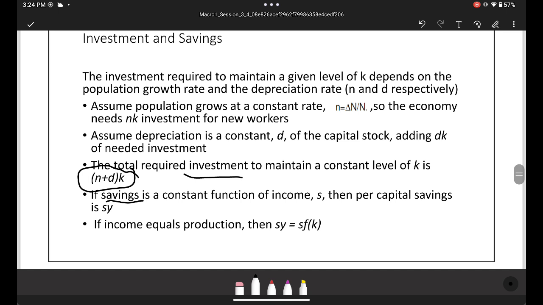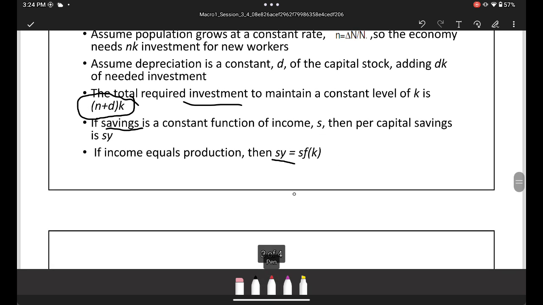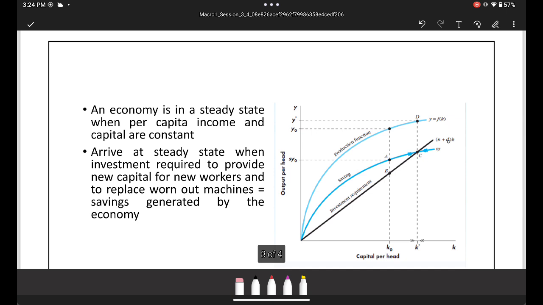It's S times Y. Oh yeah, it's S times Y, right? For the other function we have, okay, it's fine. So just take note of that, right? There we go. They gave the equations. So this is the equation of this function. This is the equation of this function. This is the equation of this function.